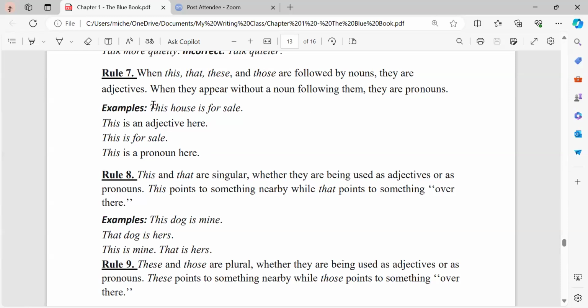So, okay, right here, these examples. This house, so this is an adjective towards the house right here. It's kind of like describing the house. So this house is for sale, so this is an adjective here. But the second example right here, this is for sale. So this is a pronoun here because it is not followed by a noun, so it acts as a pronoun instead. So it's like that. This is for rule number 7.